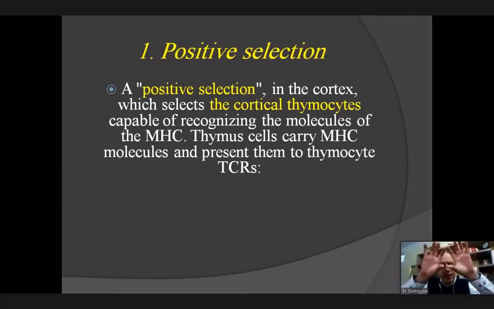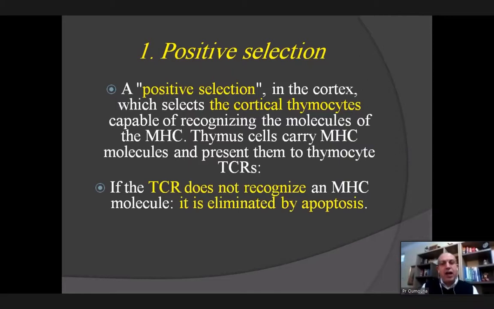It is happening in the peripheral zone, where you have all the prothymocytes, and they will be asked the following question. A positive selection in the cortex selects the cortical thymocytes capable of recognizing the MHC. They will be asked, are you capable of recognizing MHC molecules? Thymus cells carry MHC class 1 and 2. We know that.